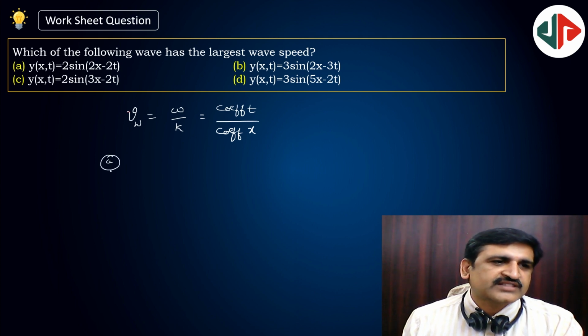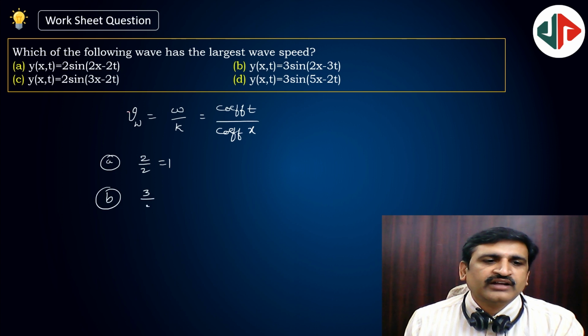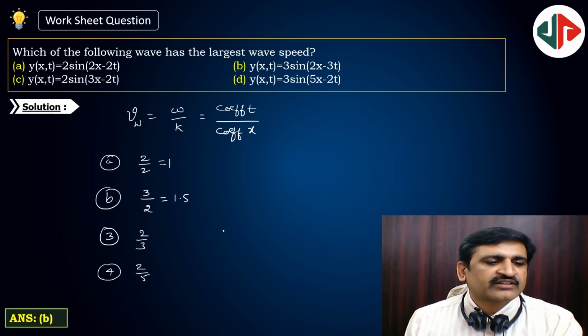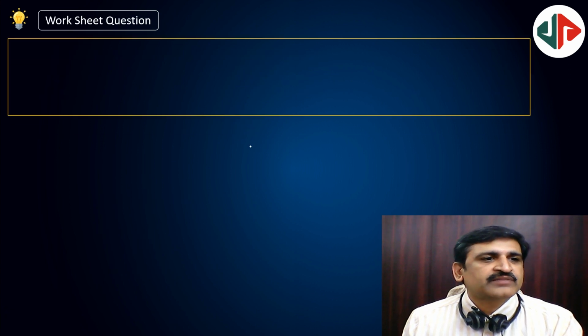Suppose the first option: 2 by 2 is 1. In the second option the t coefficient is 3 and the x coefficient is 2, so 3 by 2, 1.5. The third one is 2 by 3. The fourth one is 2 by 5. So option B is obviously the bigger one, right? These others are all less than 1, and here we already have a value greater than 1. Largest is what is asked, so you are an expert in mathematics.